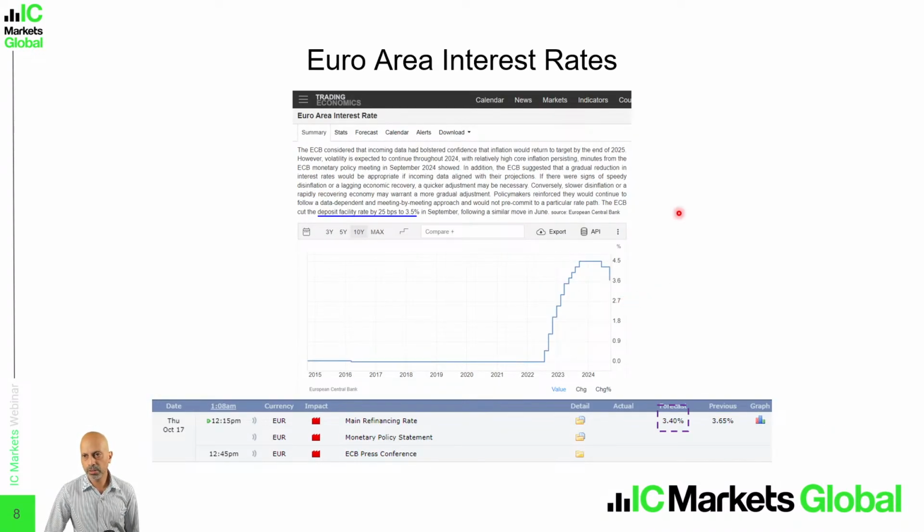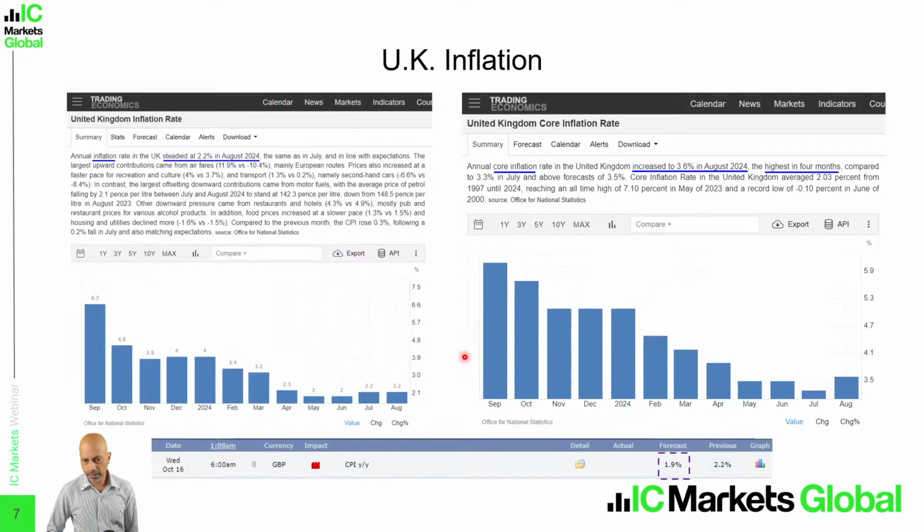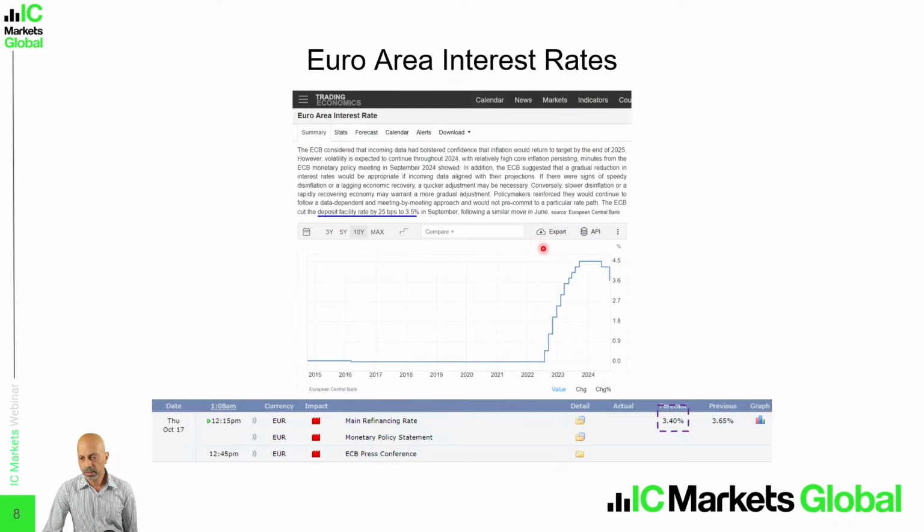Right, then looking at the, sorry, UK inflation data is out on Wednesday, 16th of October at 6 a.m. GMT. Right. Then on Thursday, 17th of October, the ECB is going to drop its monetary policy statement at 12:15 p.m. GMT, where they're expected to cut or reduce the main refinancing rate by 25 basis points.